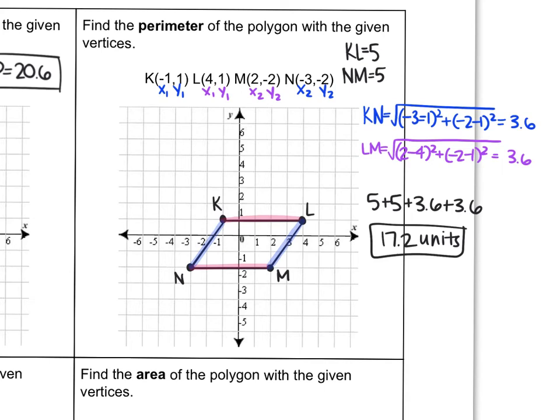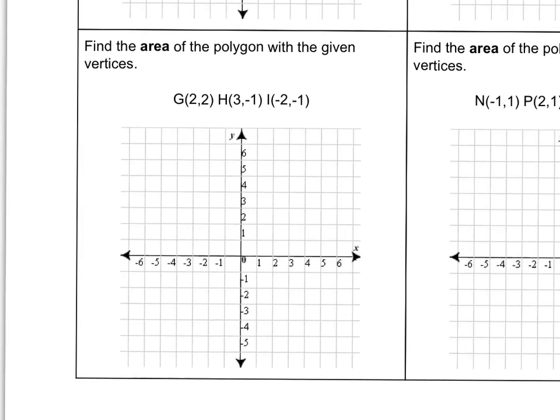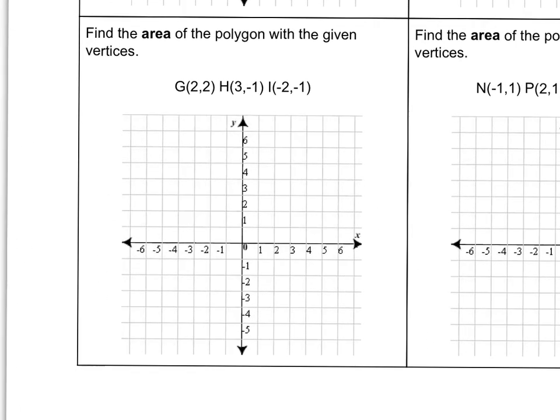Once you feel like you're good on perimeter, let's go ahead and try 2 area ones. So I'll go down here to this next one, find the area of the polygon. I already know that it's going to be a triangle because there's 3 vertices. So let's go ahead and graph G at 2, 2. H at 3, -1. And I at -2, -1. And use a straight edge to create that triangle.